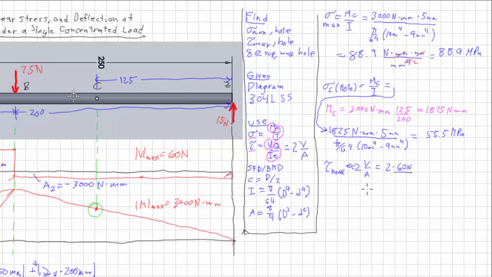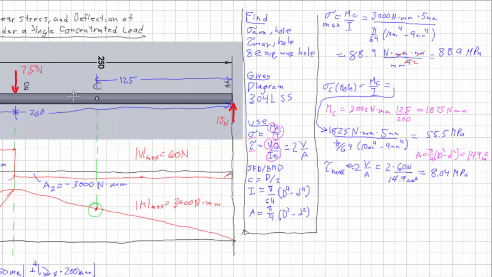And the area is, well, let's calculate that out. Area equals pi over 4 D squared minus d squared, and that comes out to 14.9 square millimeters. Okay, and that yields 8.04 megapascals.